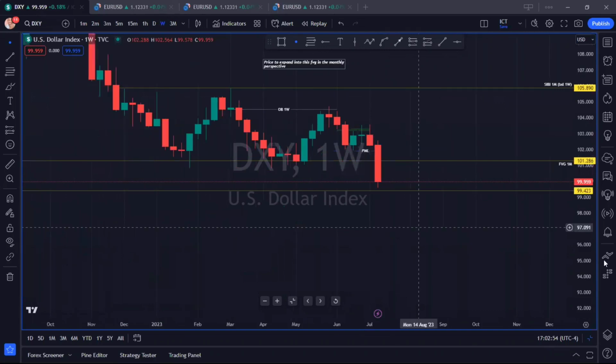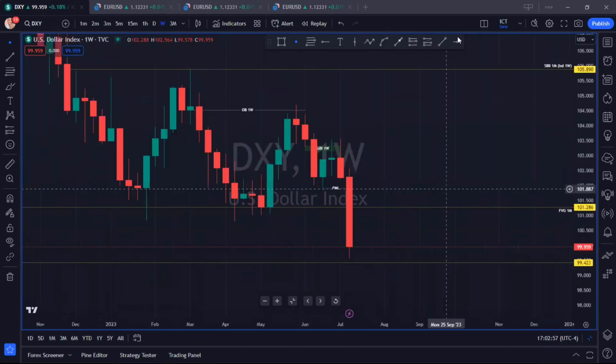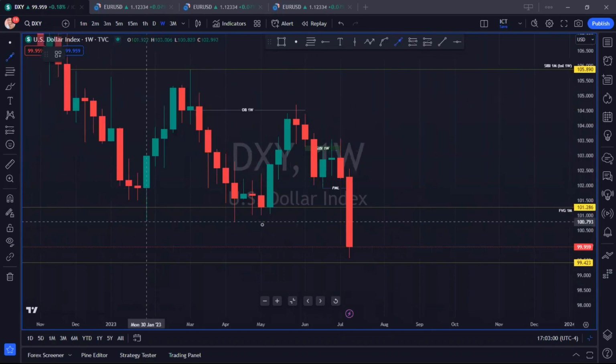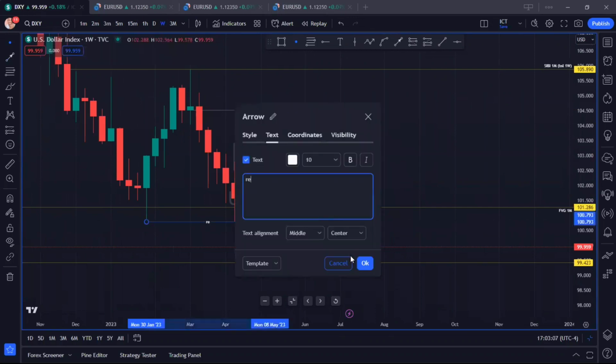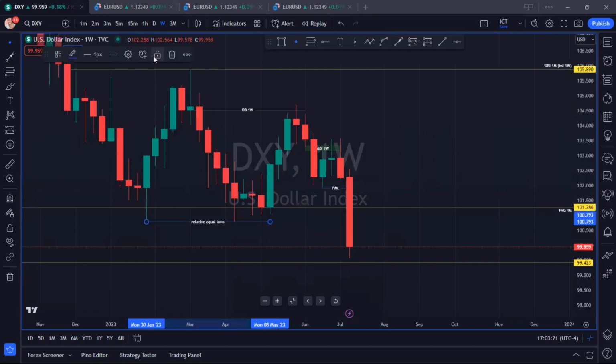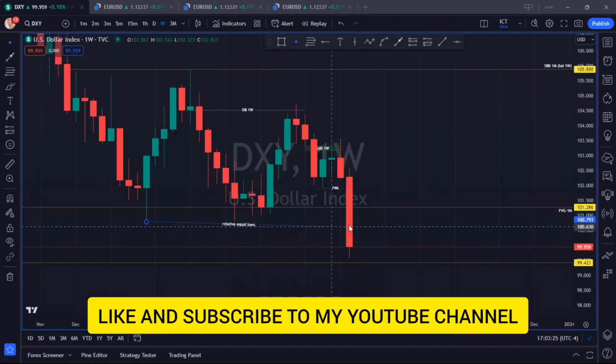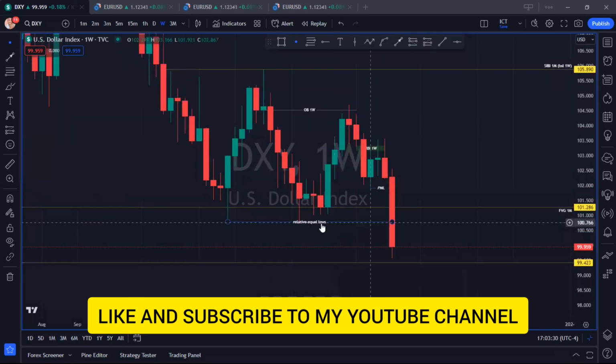That's what we are trying to anticipate. So looking at last week, what happened? You can see price took out these two lows, relative equal lows right here. Relative equal lows taken, right? Nice. So it has been taken into what? Into this average. You can see this is the monthly average. So what do you expect?